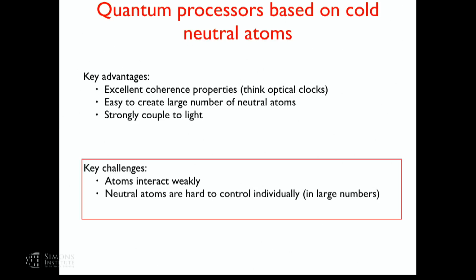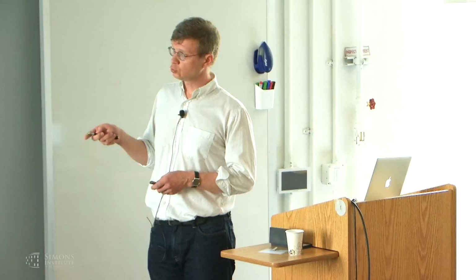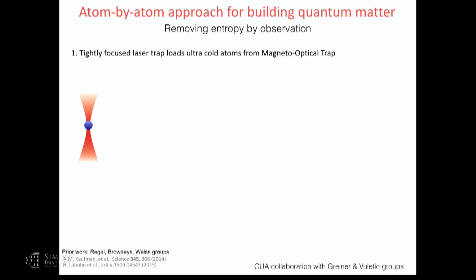So motivated by this consideration, a couple of years ago, we started to explore a new approach for building large-scale quantum systems. This approach involves assembling matter atom by atom. Specifically, we start with atomic vapor in a vacuum chamber and pre-cool it with lasers using conventional techniques which have been developed over the last 30 or 40 years. And then we shine focused beams of light, these so-called optical tweezers. These focused beams of light attract atoms towards the point of highest intensity, which is the point of the focus.